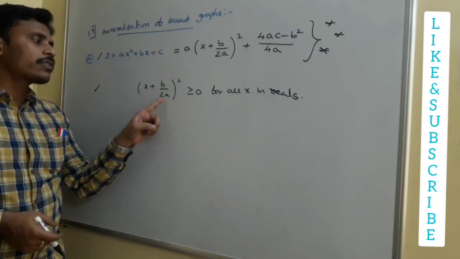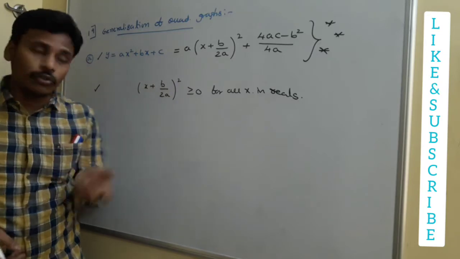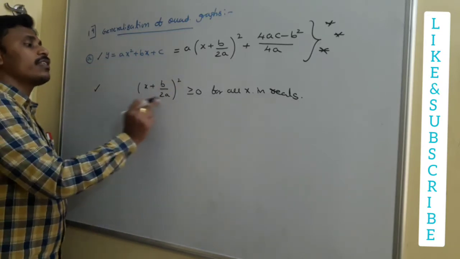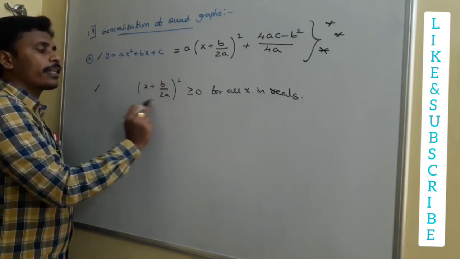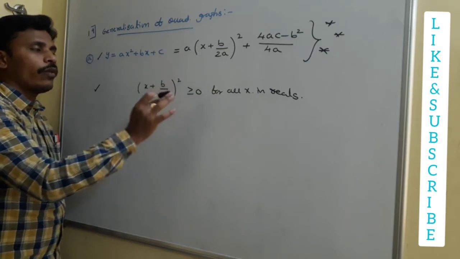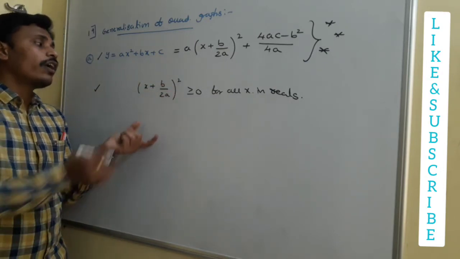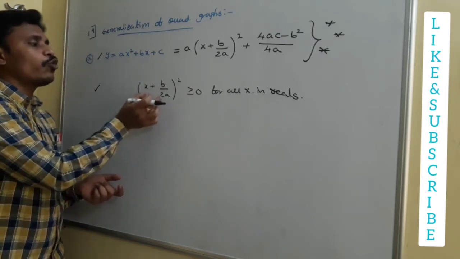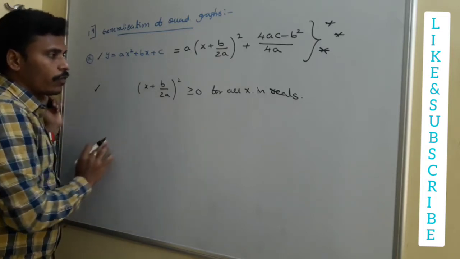That number plus some other number, whole square. See, if it is positive, the square is positive. If it is negative, still the square is positive. So for any value of x, the term (x + b/2a)² is always positive, and it may be 0. Whenever x is −b/2a, then the bracket is 0 and 0 square is 0. So this is always greater than or equal to 0.